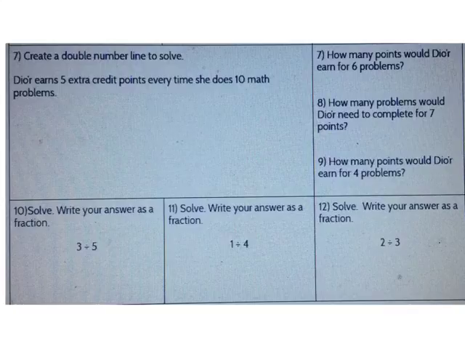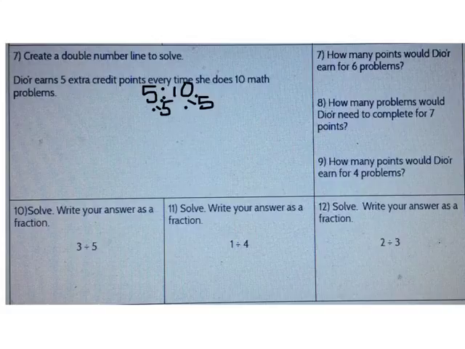Now let's do an equivalent ratio problem. Dior earns 5 extra credit points every time she does 10 math problems. First, what's the ratio of extra credit points to math problems? The ratio is 5 to 10. Before I make my double number line, can I simplify the ratio 5 to 10? Yes. What goes into both 5 and 10? 5 does. What's the new simplified ratio? It's 1 to 2. 1 point for 2 math problems.